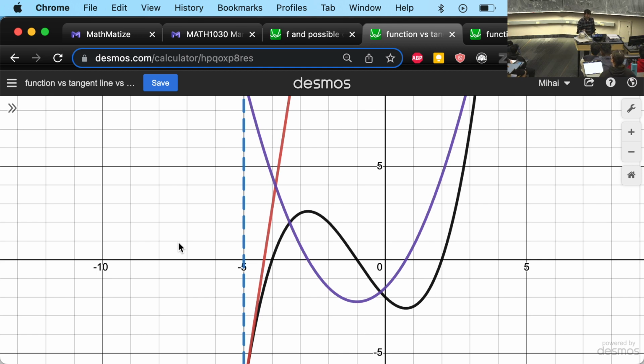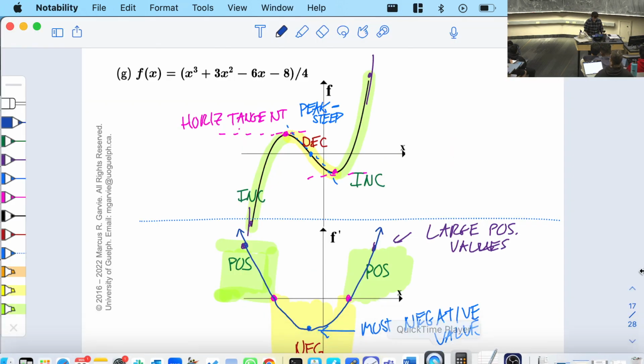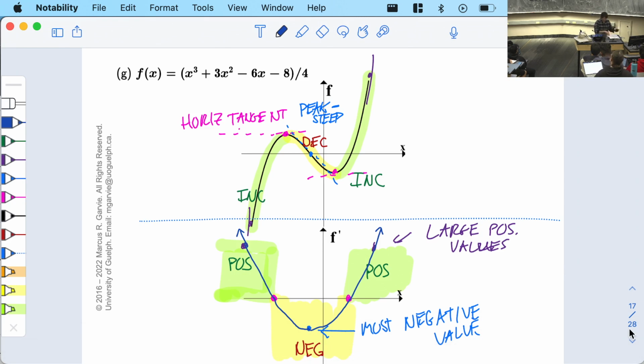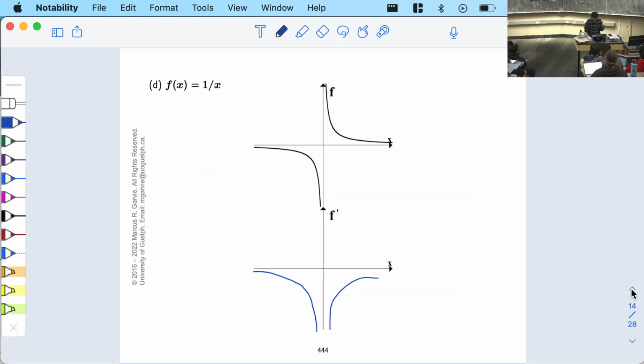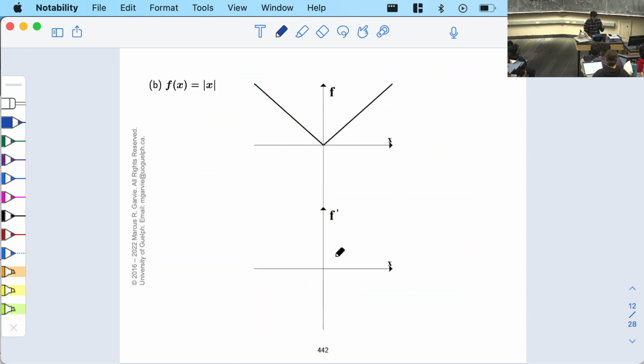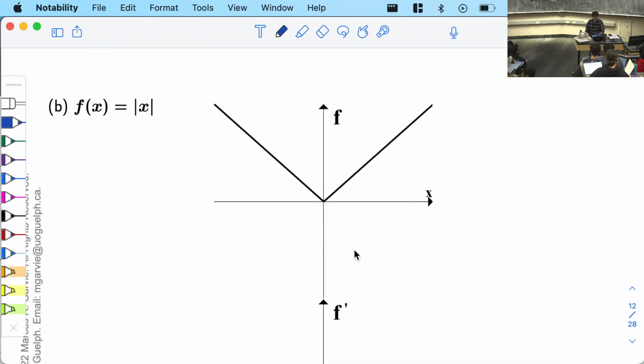Okay, let's do one more example then. And this example is going to be a bit different. This example is going to be several pages earlier. It's the function absolute value of x on page 442. And here is the original function. It looks like a v, right? We've seen this function a few times, the absolute value function.